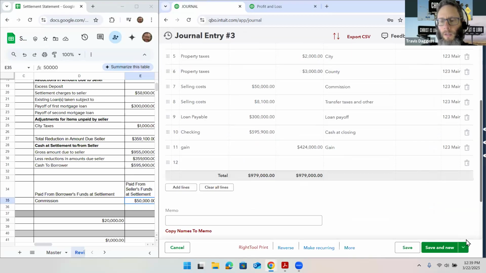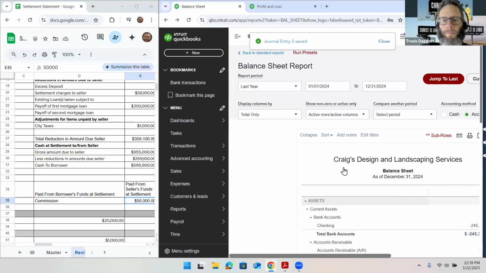And so that journal entry is done. Okay, so that's how to book a property sale. That's the balance sheet method, the journal entry method for a long-term asset. Call that a rental.